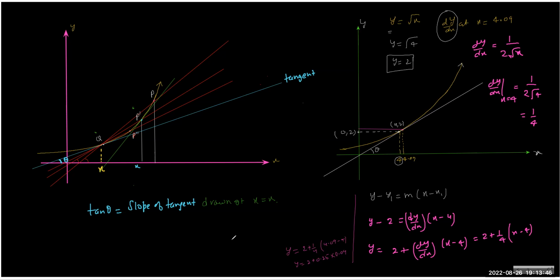And my answer turns out to be y equals 2.0225. See, I got the answer. Now you can do one thing. I got the answer through this idea of a line and the idea of slope. If you substitute x equals 4.09, how much will you get? You can check in the actual expression.